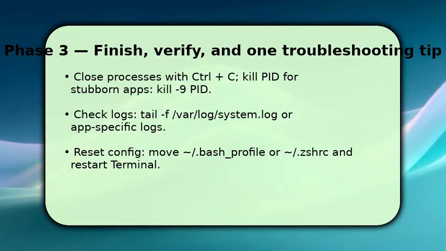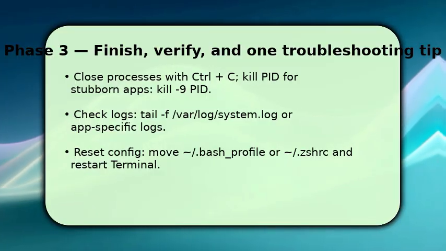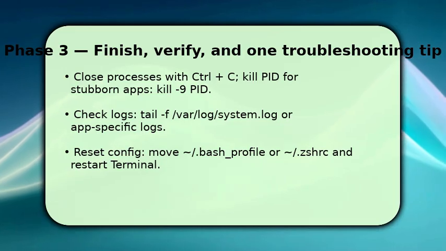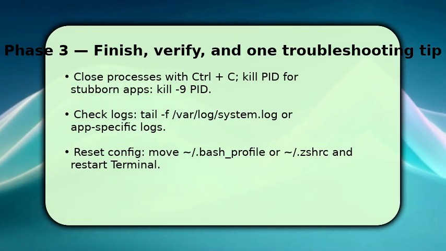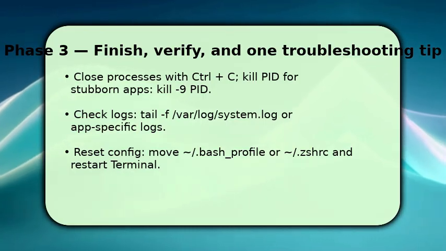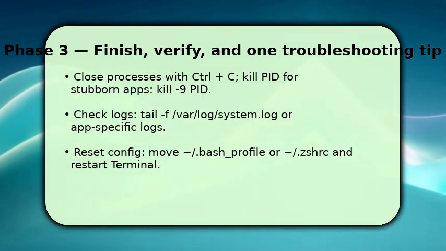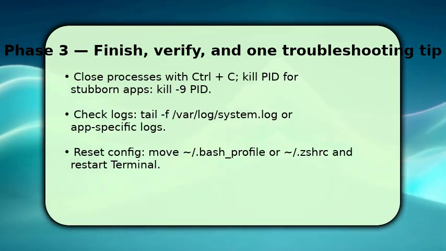Close running commands with Ctrl+C, and if a process hangs, find its PID with ps aux | grep name and use kill -9 PID. If output is odd, tail -f system or app logs to see real-time errors and make targeted fixes. If configuration errors persist, move your ~/.bash_profile or ~/.zshrc to a backup name and restart Terminal to test a clean shell.